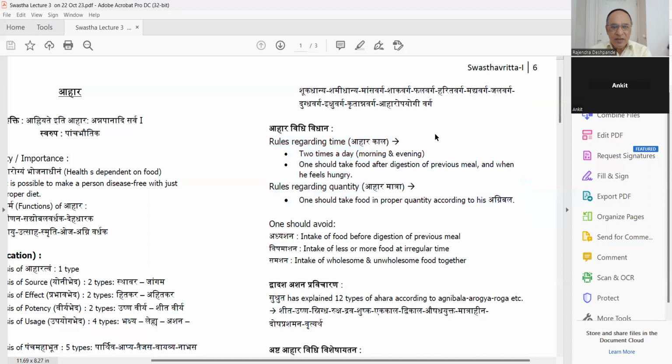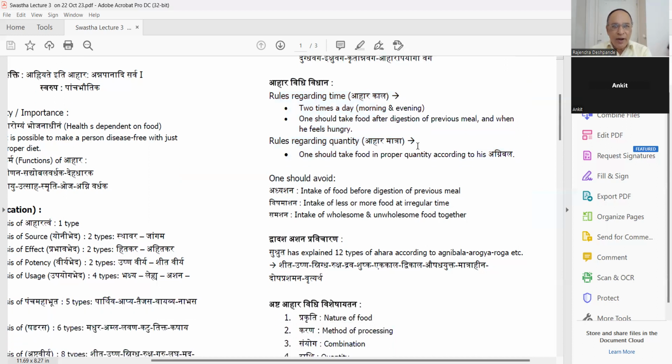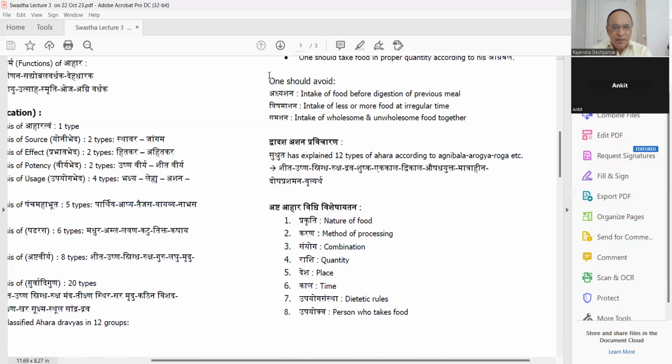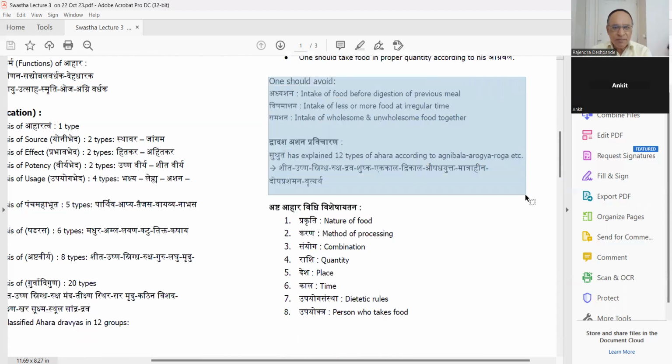Next, we will go further. One should avoid Adhyashana. Can you see here? I will take it up slowly. Okay, can you see? One should avoid Adhyashana.